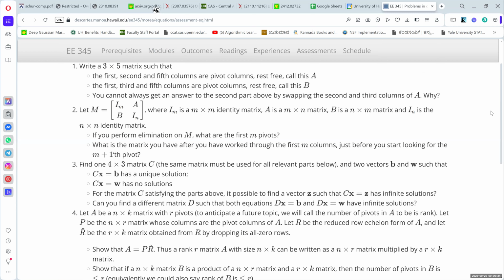Actually, for this, let's do one thing. You can use the AI companion to actually help you with this, because I'm also curious what answers it gives. Okay. I want you to come up with a 3 by 5 matrix such that the first, second, and fifth columns are pivot columns.